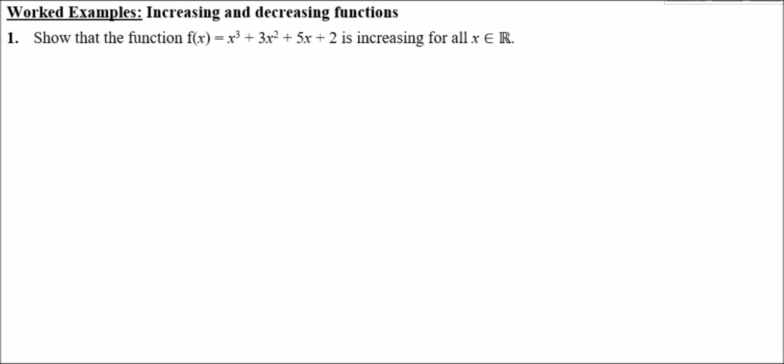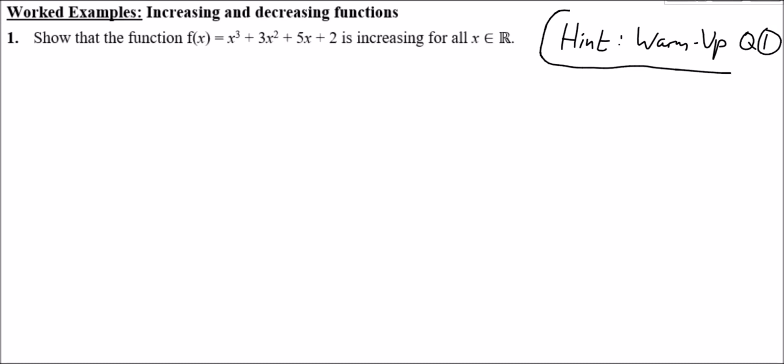So we need to show for this function, f of x equal to x cubed plus 3x squared plus 5x plus 2, is increasing for all x being a real number. I'll give you a clue here in case you're wondering how can I help myself to understand this? If you have a look back at warm-up question 1. So as a hint, just check warm-up question 1. This will make sense in a second. Warm-up question 1 will help with part of this question.